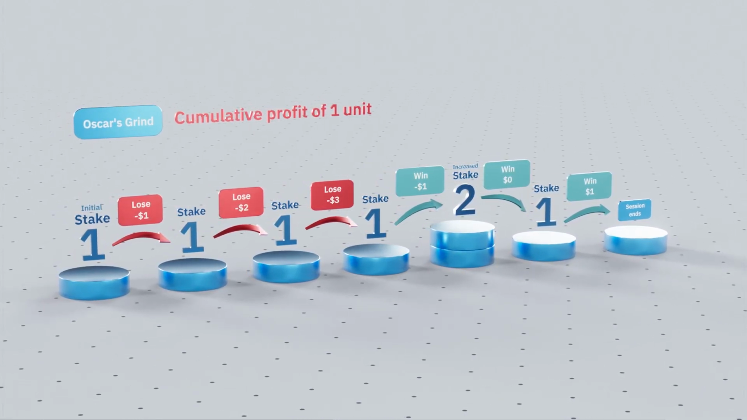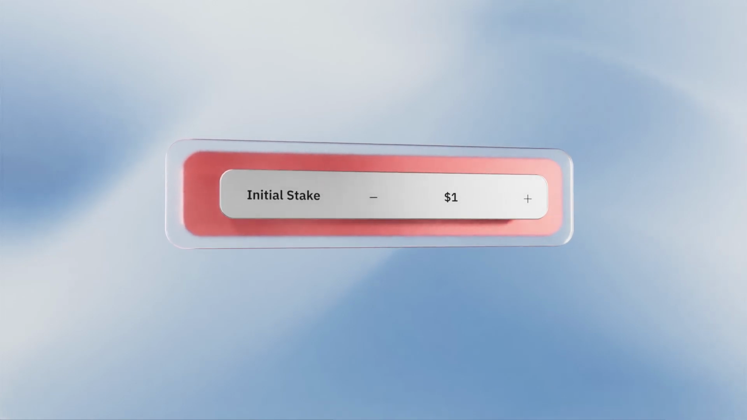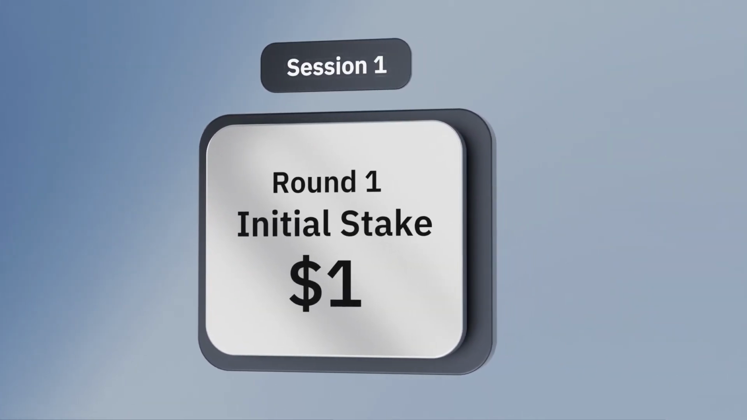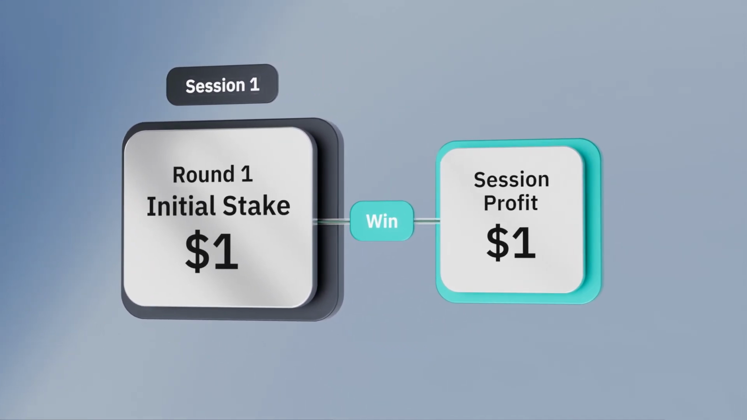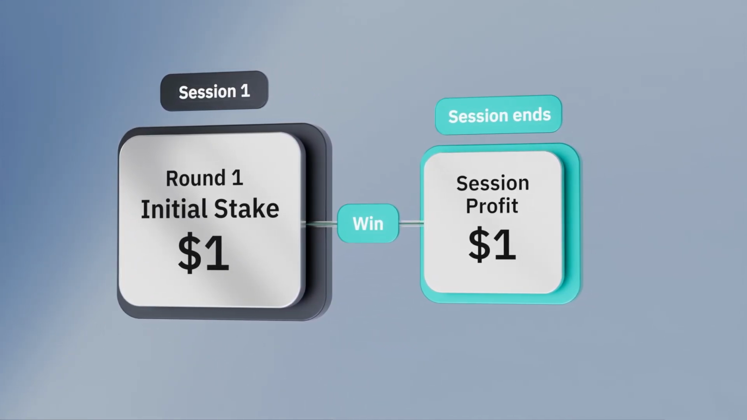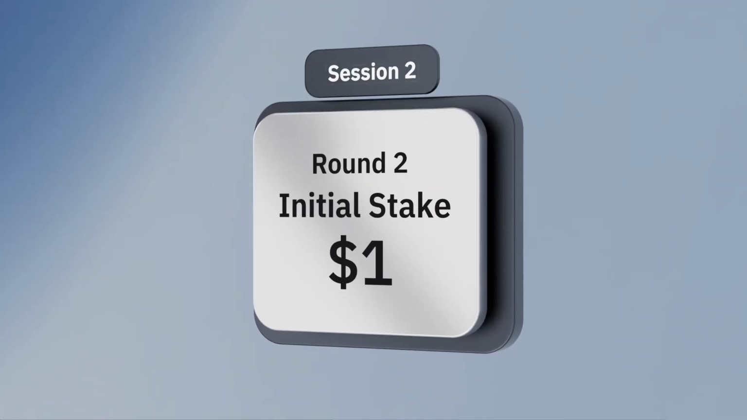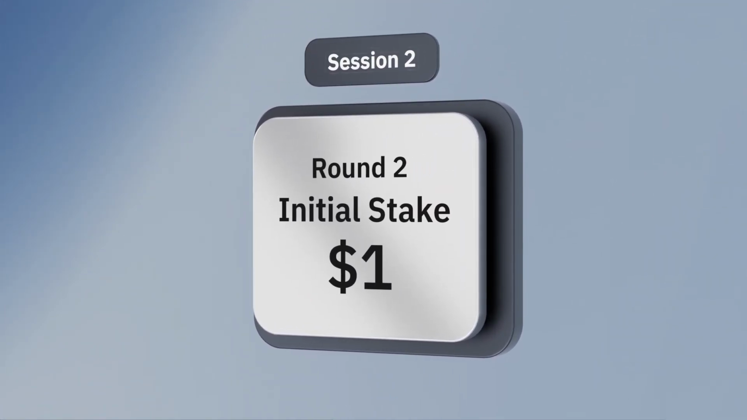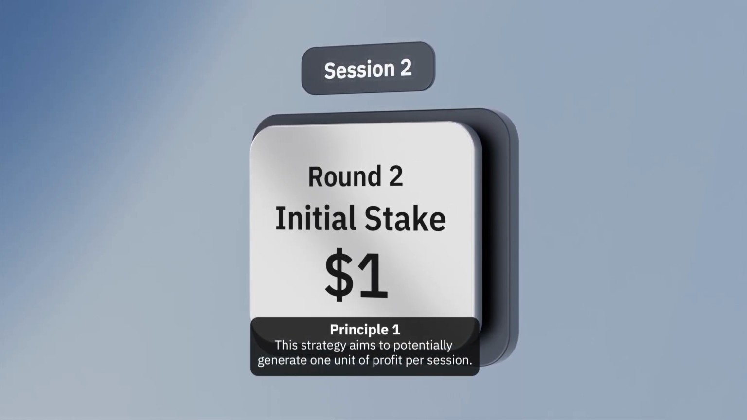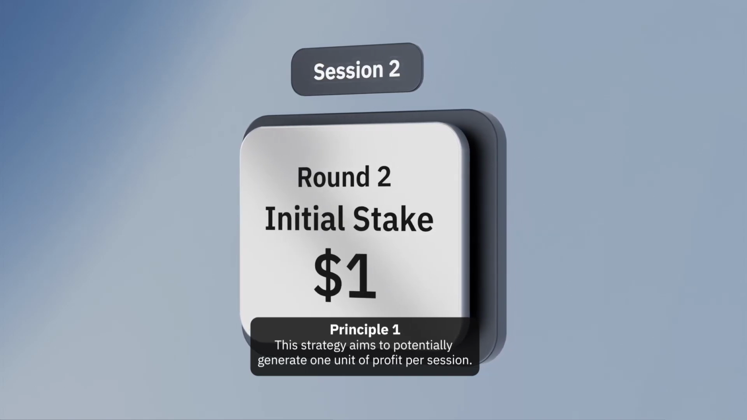Start by choosing your initial stake. For example, set your initial stake at 1 USD. This 1 USD is your baseline. If the first trade is a successful trade, and it meets the target of 1 unit of profit, which is 1 USD in this example, the session ends. If trading continues, a new session begins. The stake for the next trade resets to the initial stake of 1 USD. This is the first principle of Oscars grind, aiming to potentially make 1 unit of profit per session.